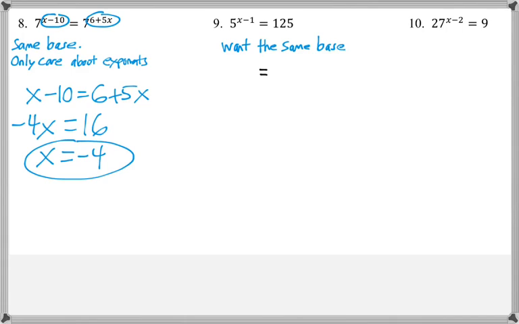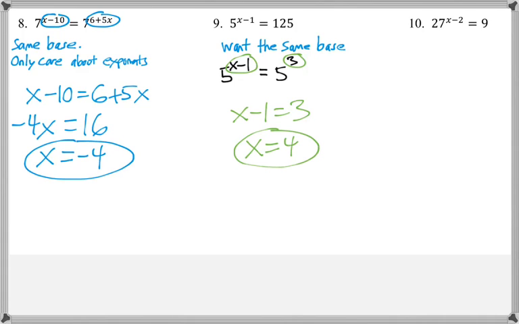So the left-hand side I'm not going to change at all. But the right-hand side, instead of writing 125, I'm going to write 5 to the 3. So I haven't changed my value, I've just changed the way it looks. And now I can set my two exponents equal to each other and solve. So x minus 1 is equal to 3, and add 1 to both sides, and x is equal to 4. And that will be my final answer.